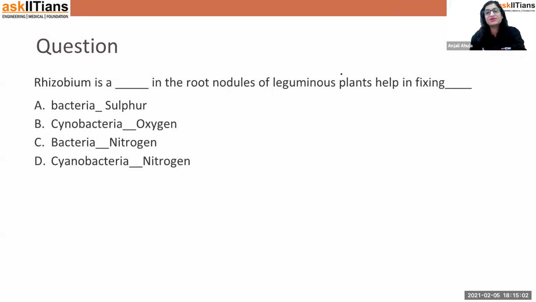Rhizobium, that is in the root nodule of leguminous plants, helping in fixing. Think about it. Yeah, I know that you know nitrogen, but if you have to choose whether Rhizobium is a bacteria or cyanobacteria. Cyanobacteria is actually another name for blue-green algae. You know that's nitrogen, but what about the other? Take a few seconds and think. I will not tell the answer. You can pause my video and still you can think.